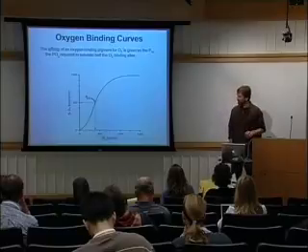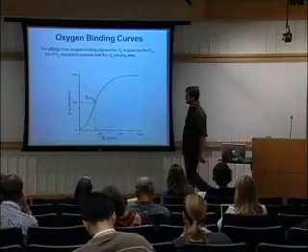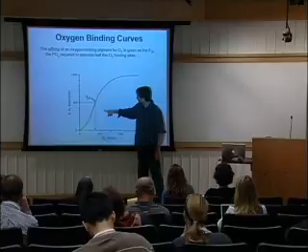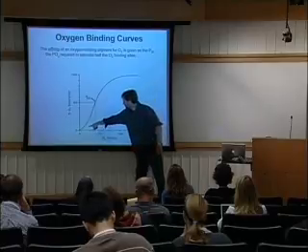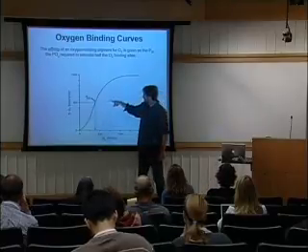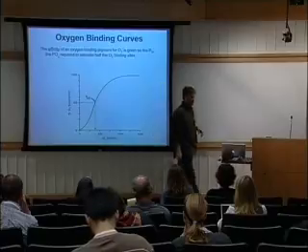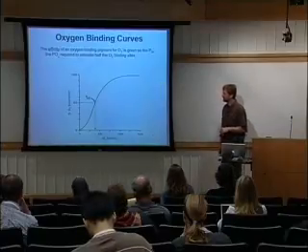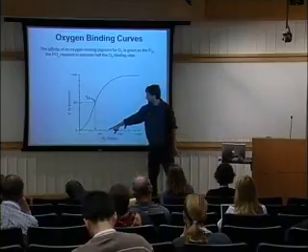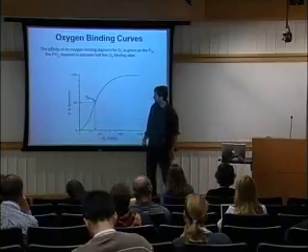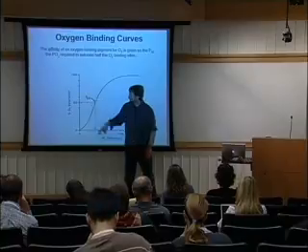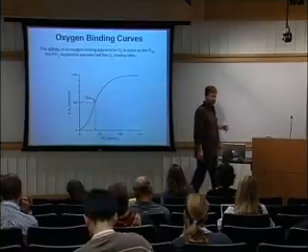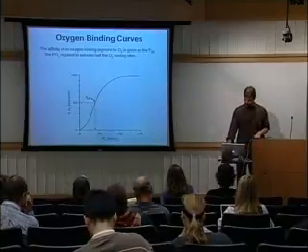So if you have a higher P50, so if your P50 is here, then this curve would effectively be shifted to the right. That means you have a lower affinity for oxygen. A higher P50 means a lower affinity. It requires more oxygen in the environment to saturate the blood. If the curve is shifted to the left, you've got a lower P50, which is a higher affinity for oxygen.